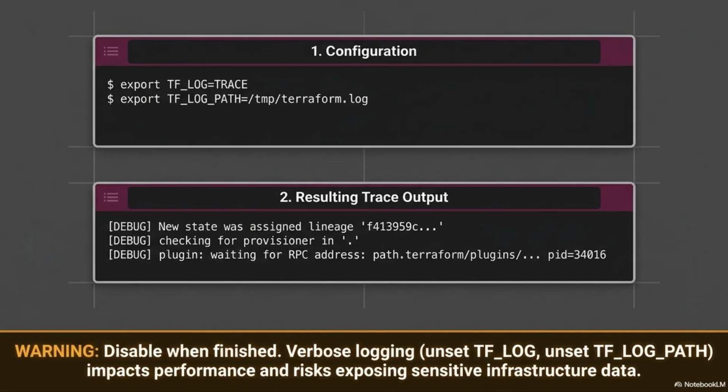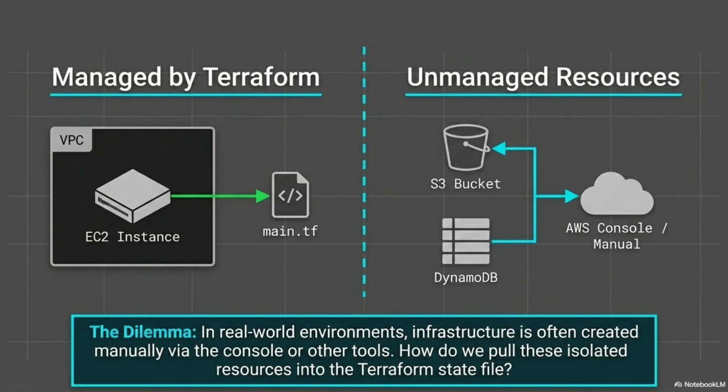message couldn't tell you. Now, and this is critical, after you finish debugging, you must disable it. Run unset TF_LOG and unset TF_LOG_PATH. Verbose logging hammers your system performance. And more importantly, trace output can expose sensitive infrastructure data: resource IDs, IP addresses, internal paths. You don't want that sitting in a log file on a shared system. Enable it to debug. Disable it when you're done. Every time.